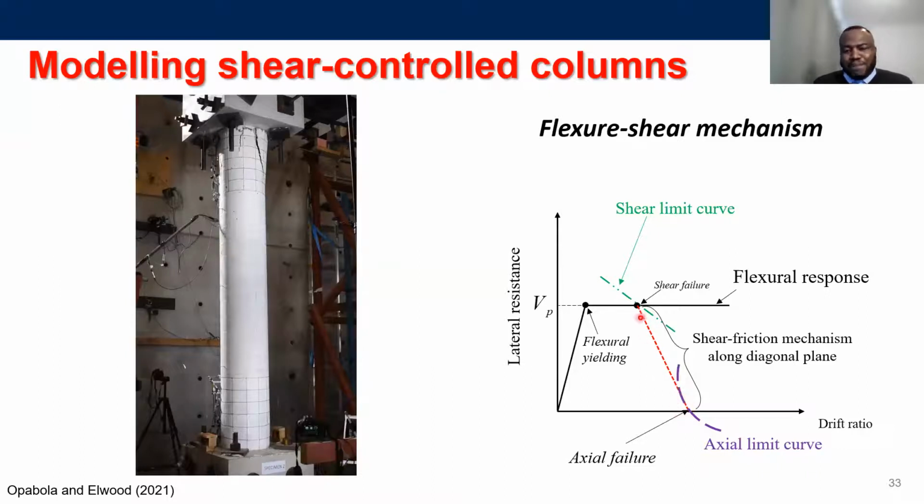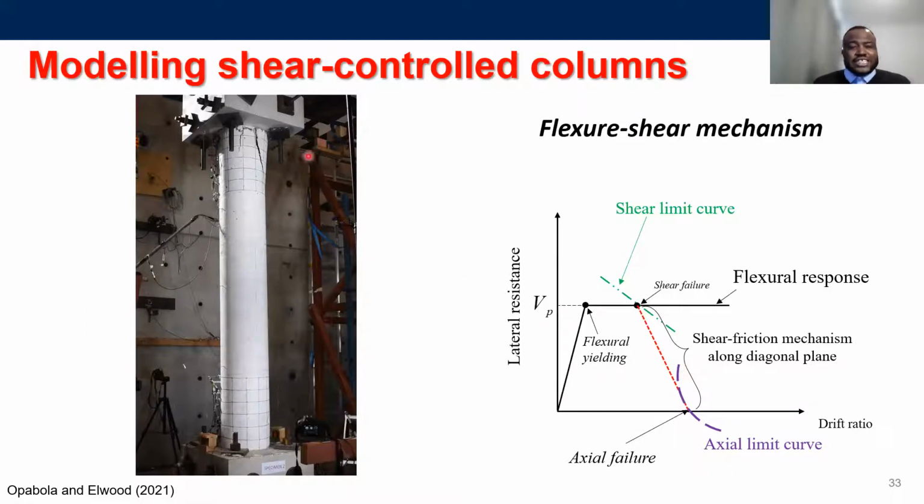But of course, that part is actually based on a shear friction mechanism along the diagonal failure plane. And as much as it's straightforward to basically explain like this, it's important for people to actually see what it looks like from an experimental point of view.